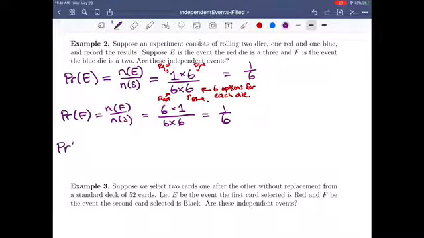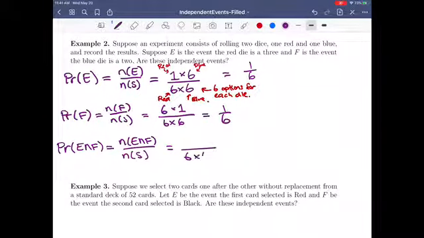Now the probability of the intersection is going to be the number of ways that the intersection happens over the number in the sample space. We know the bottom is going to be 6 times 6. Now here, the red die has to be a 3, so there's only 1 option, and the blue die has to be a 2, because we're in E and F. So this is a red 3 and a blue 2. So we get 1 over 36.